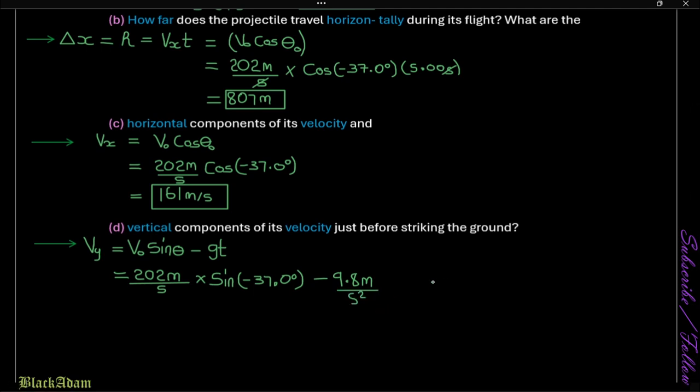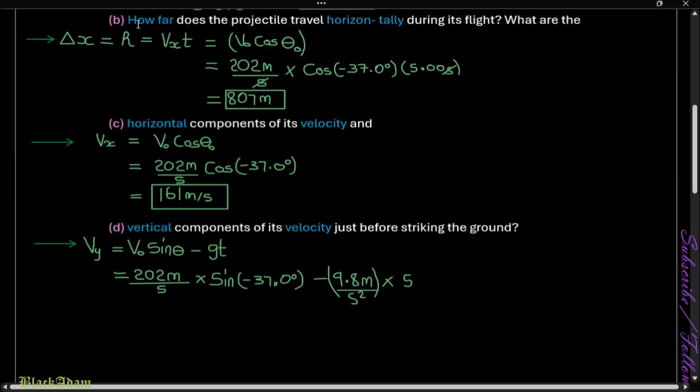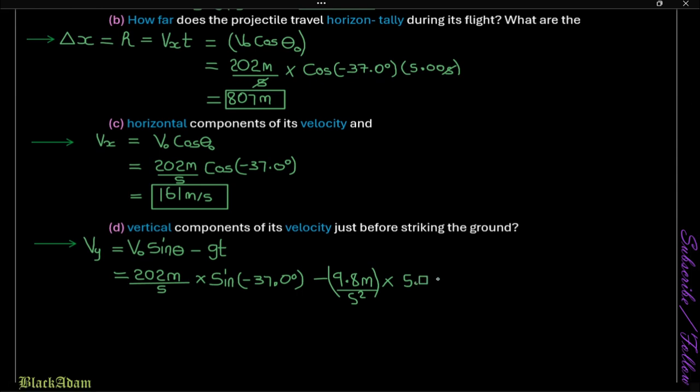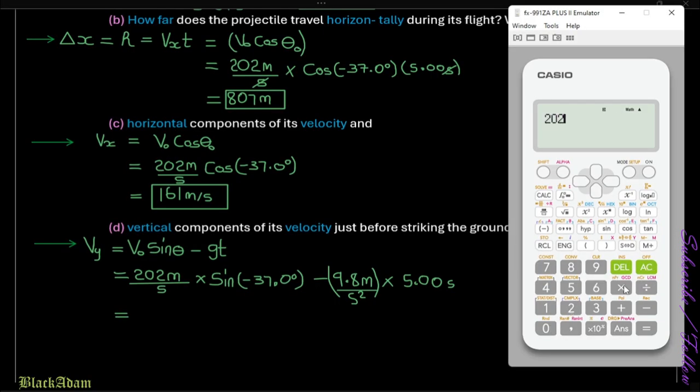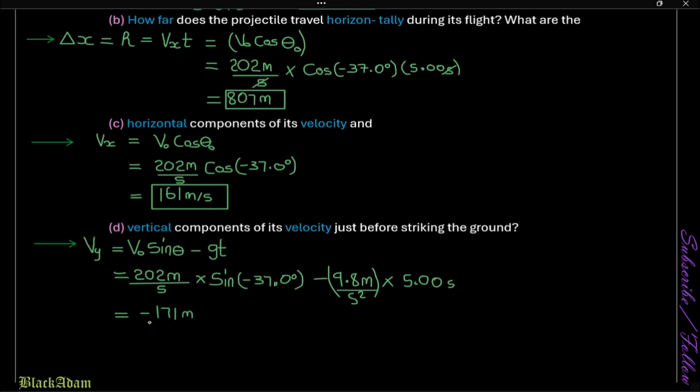all multiplied by our time, which is 5.00 seconds. Then we use a calculator and punch that all together: 202 multiplied by sine negative 37, minus 9.8 multiplied by 5, which gives us negative 171 meters per second. And that's it. That's our final answer for the last question.